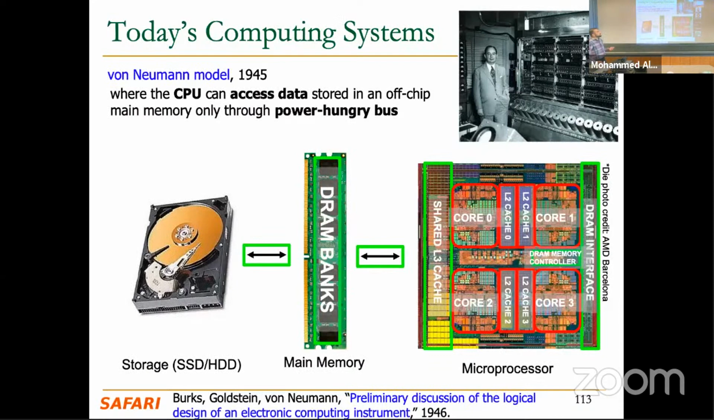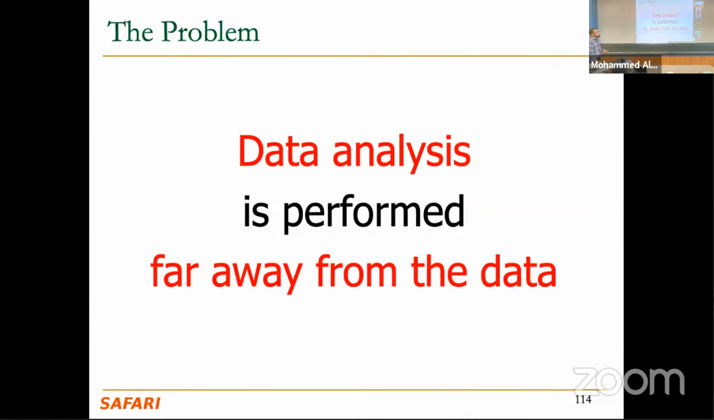Until now, we are still using the von Neumann model from 1945, as my colleague was explaining in the last few lectures about processing in memory, where the storage is separated from the computation. So you need to move the data from the storage to the main memory to the caches, all the way to the CPU cores to do the processing. And that is what we call data movement. So data analysis is still performed far away from the data.